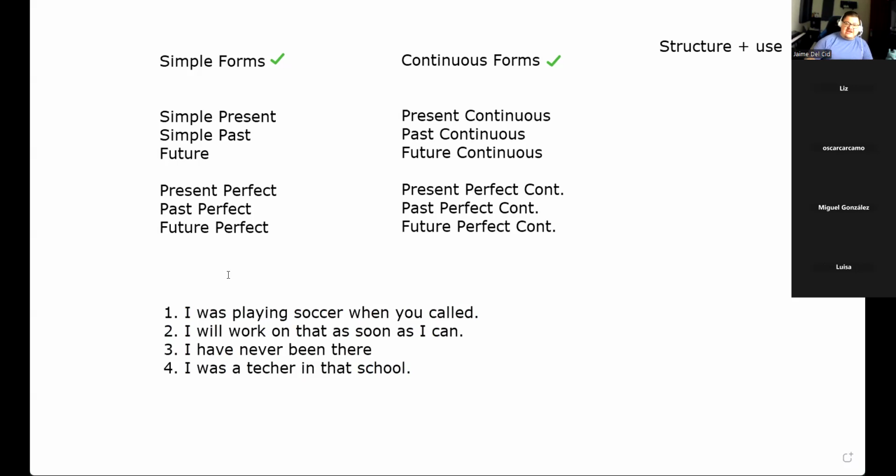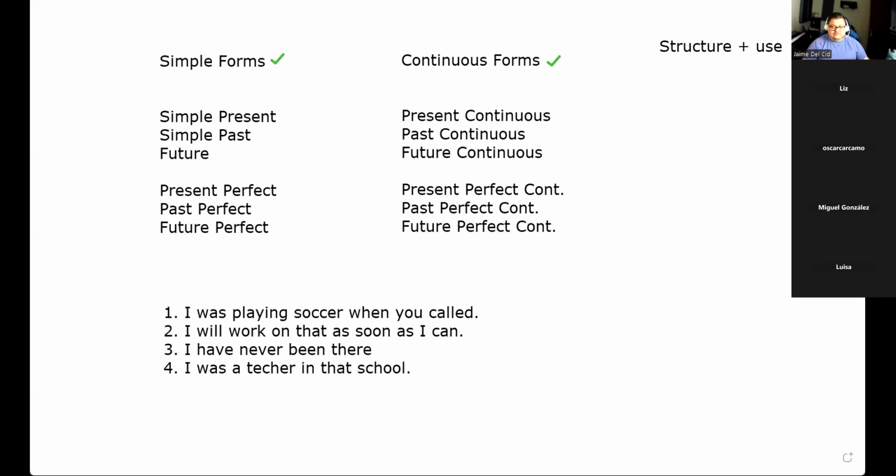And would you say, is this a simple form or is this a continuous form? Oh, I think it's continuous form. It's a continuous form, okay? You are correct. It is a continuous form. Now, let me ask you a question. How do you know it's a continuous form?